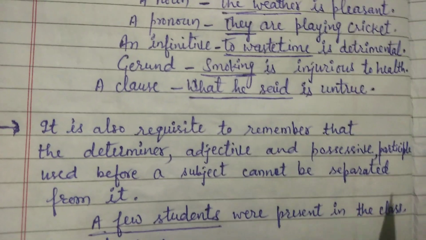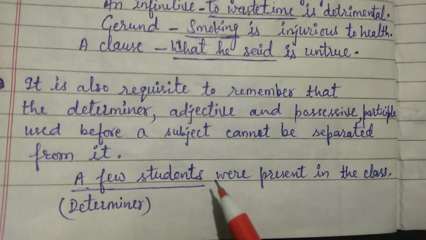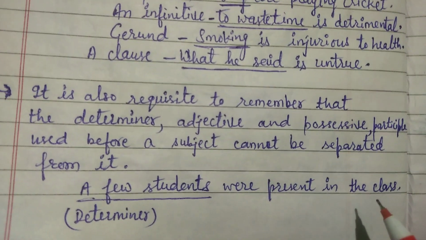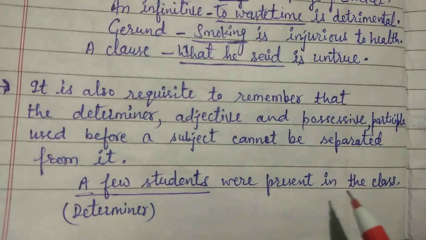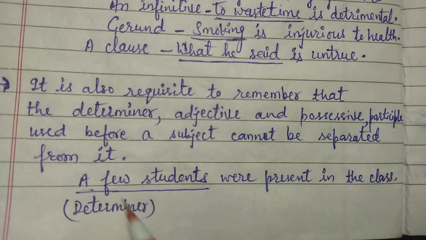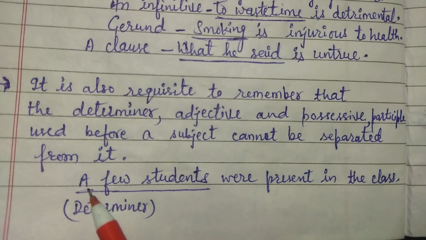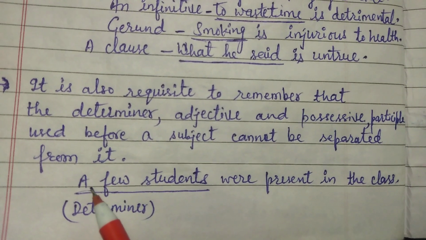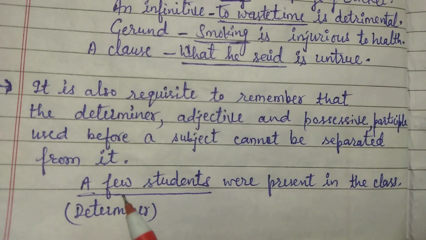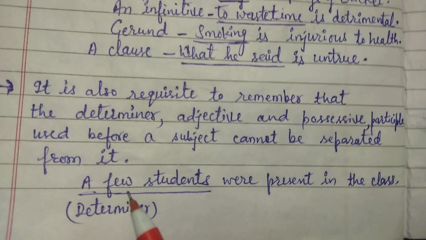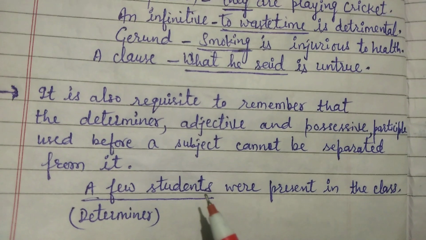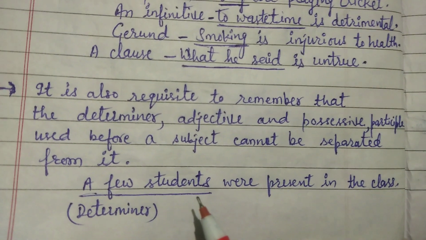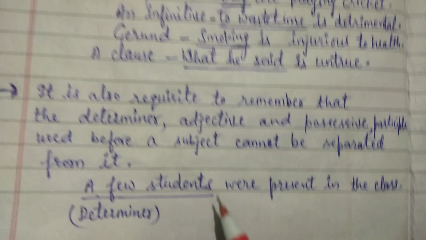For example, a few students were present in the class. A few students is the subject of this particular sentence. Here, a is used as an indefinite article and few is used as a numeral determiner. So both are used here. They cannot be separated from the subject students. The underlined part is the subject.